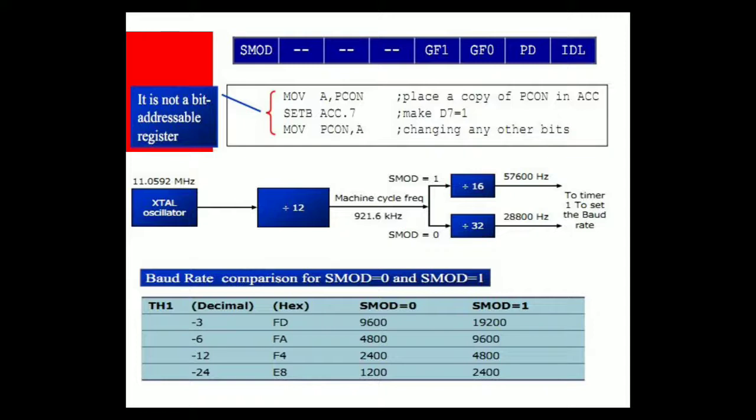MOV A, PCON. SETB ACC.7. Then MOV PCON, A. You can see these three lines are important. Without these three lines, we cannot double the baud rate.